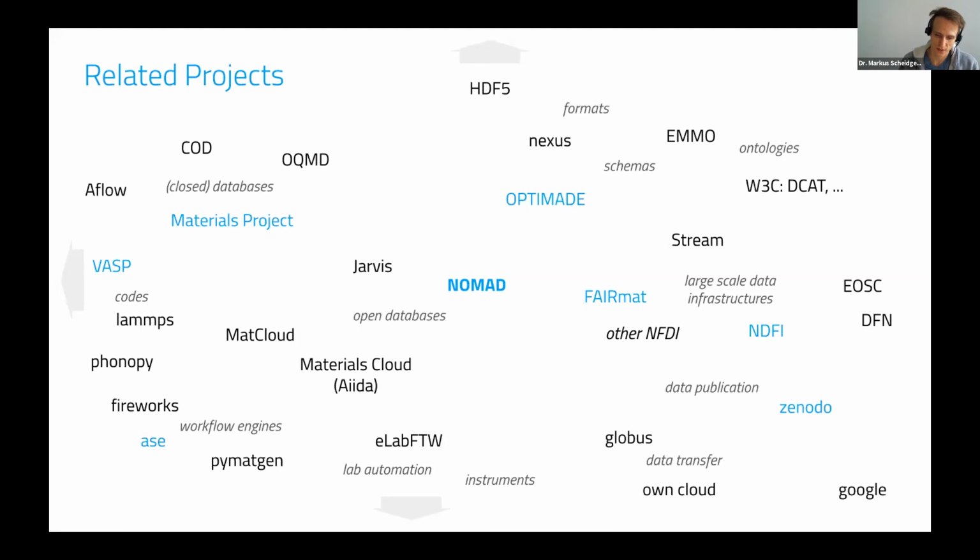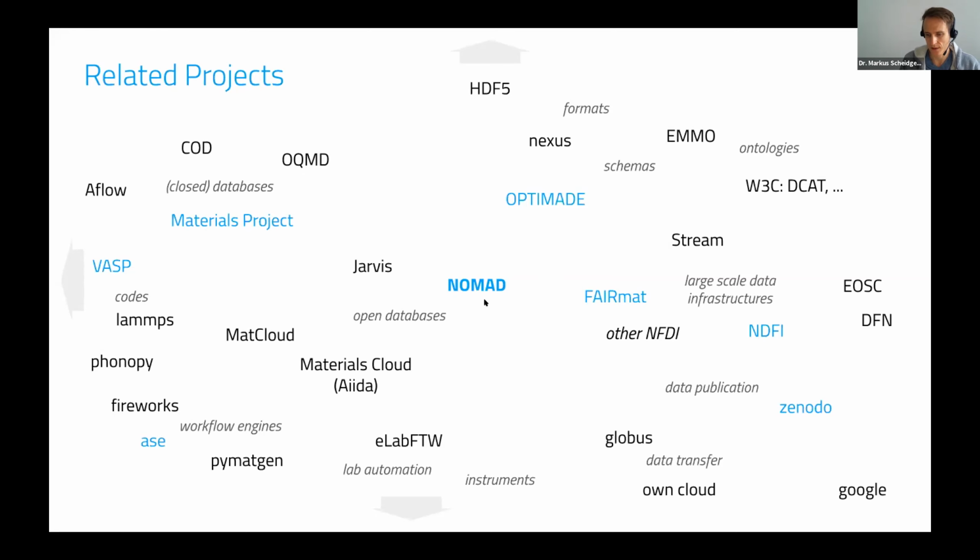If you look at this, let me point out a few examples. For example, we heard about the high-throughput databases like the Materials Project, AFLOW, or OQMD, or also the COD database. Without meaning it in a bad way, I would consider these closed databases, right? They are basically hosting the data that they provide.